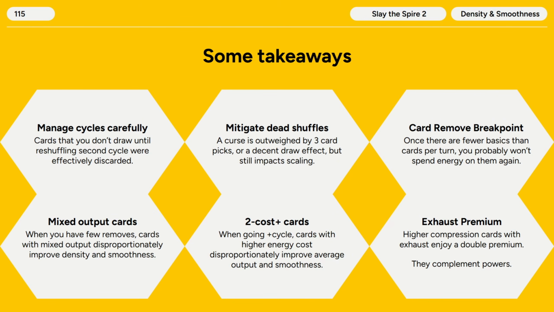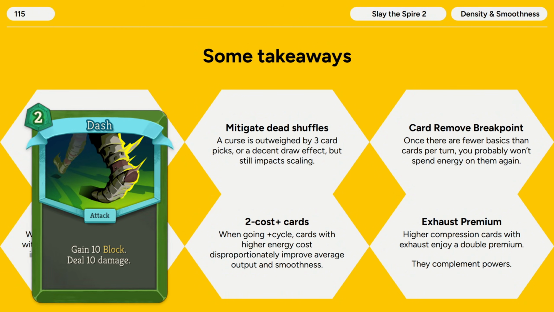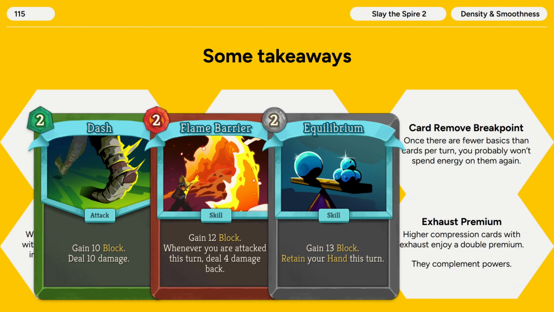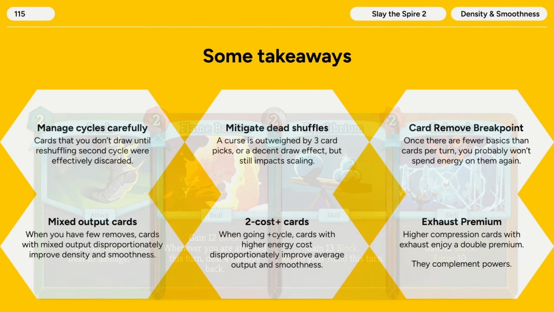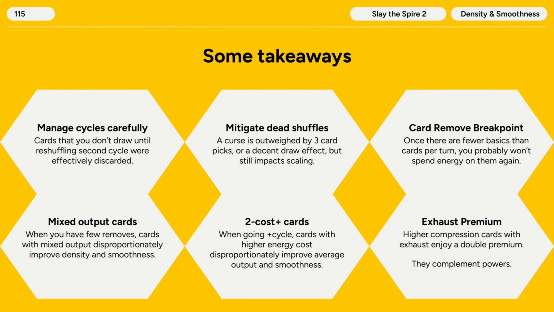If you can take cards that cost more energy and give you both damage and block, or scaling and block, or damage and scaling, or some combination of different kinds of output, you should just slam dunk them. Windmill slam them, right? Dash, Flame Barrier, Equilibrium, Bulwark. These cards give you multiple output types and let you spend all of your energy doing it. And especially when your deck is bad, or when you're adding deficits to your deck by going plus cycles, they can mitigate a lot of the downsides.